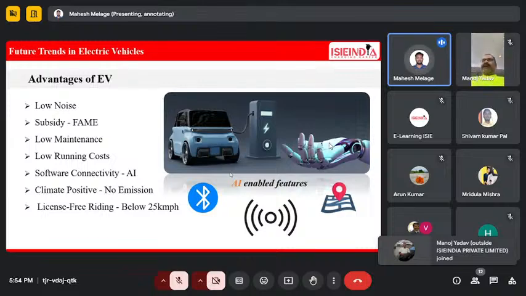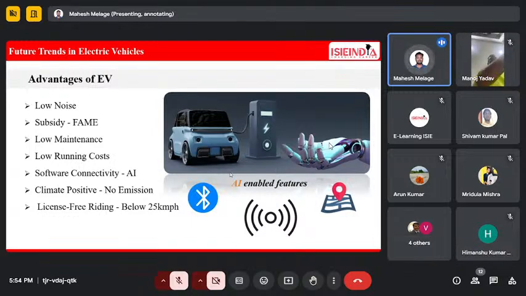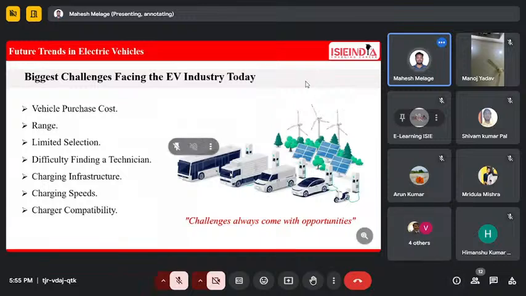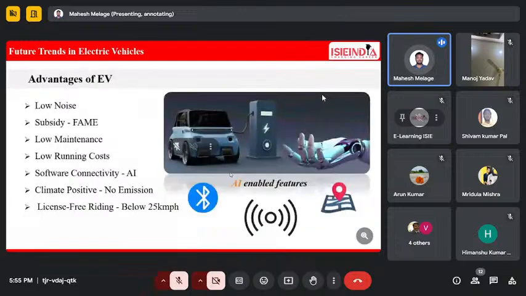Also, there is a free license benefit, meaning if the speed of the electrical vehicle is below 25 km/h, it is not necessary to have a driving license. So these vehicles are used in villages or commercially to transport goods from one station to another station. This type of electrical vehicle we also use. So these are the advantages of the electrical vehicle.